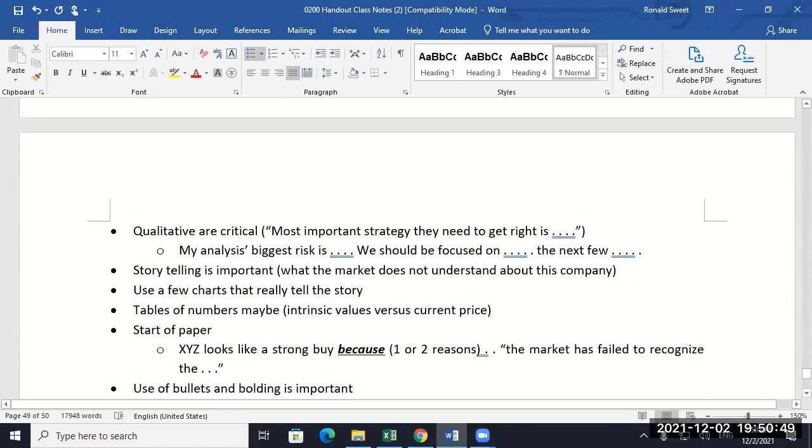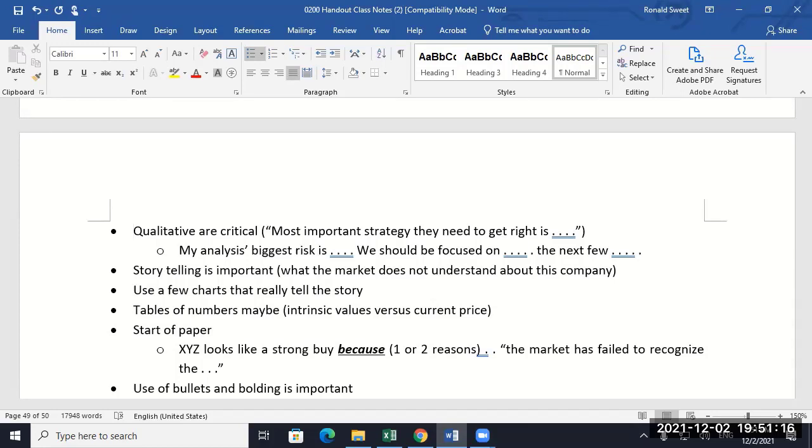Terms like the most important thing they get right now is this. This is the key. As I told you before, phrases like where I think the market has it wrong, those are phrases that are extremely exciting. So my analysis, biggest risk is we should be focused on blank and give it some time over the next few. You want to say, hey, should we focus on margins over the next 20 years? That's not going to work.